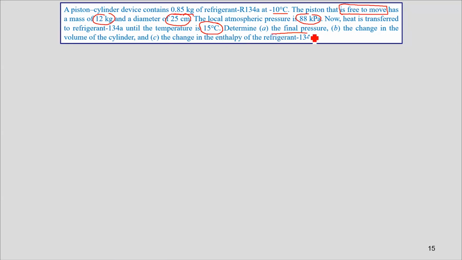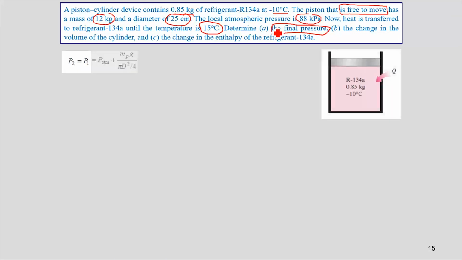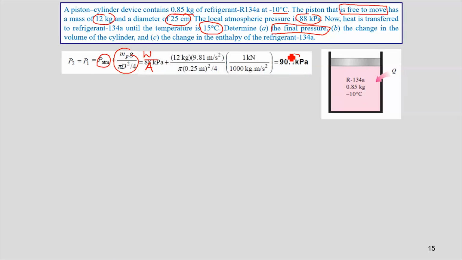You have to determine the final pressure as the first part. Final pressure would be the same as the initial pressure. Why? Because the piston is free to move and the pressure is basically contributed by the atmospheric pressure and the weight of the piston. So mg is representing weight of piston, divided by the cross-sectional area of the piston, would give you the total pressure of your system, which is 90.4 kilopascal. So now you have two states.